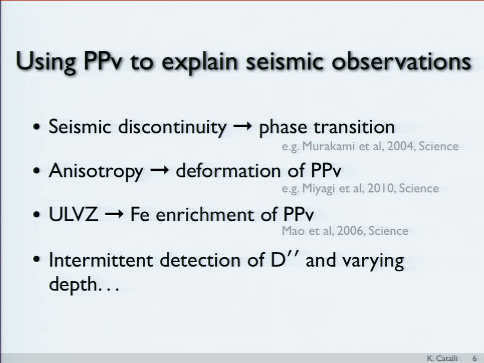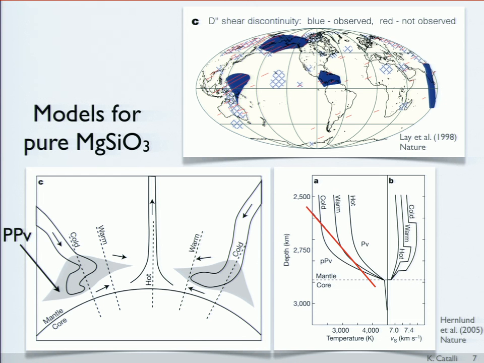We have the ultra-low velocity zones. Those have been proposed to be explained by extremely iron-rich phases of the post-perovskite. And then we come back to this intermittent detection of D double prime, and its varying depth. And so again, here's this map that demonstrates how it's only intermittently detectable. And the model for this that was proposed is based on temperature variations in the lowermost mantle above the core.